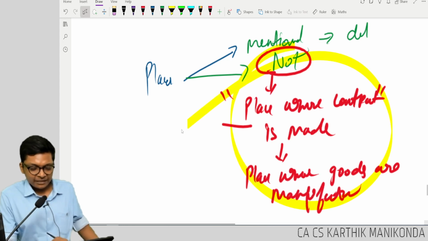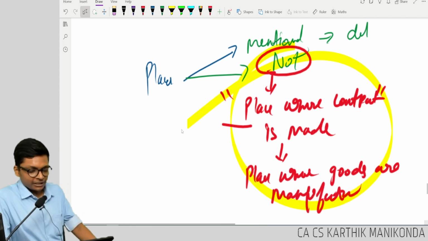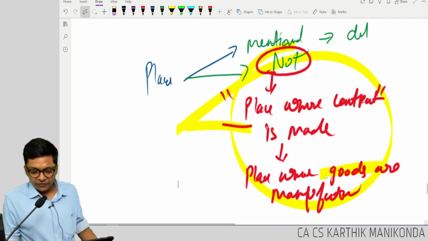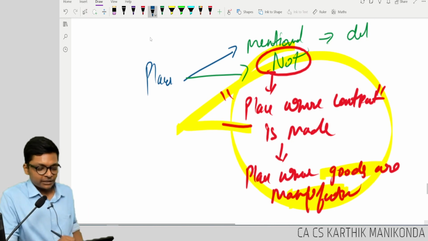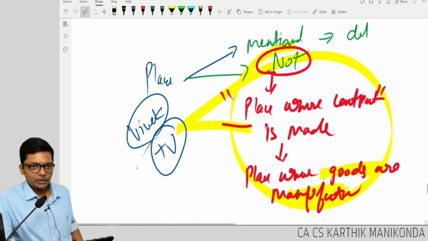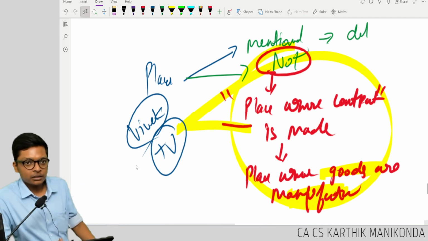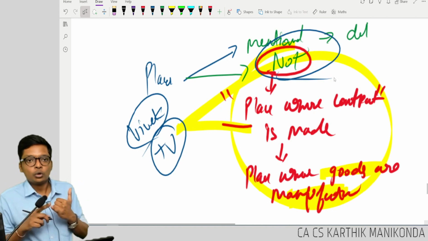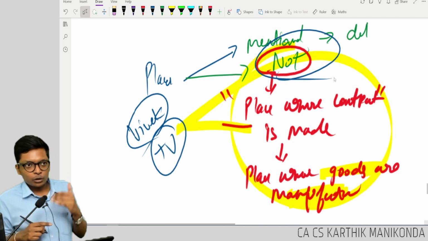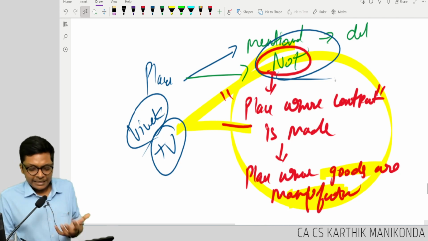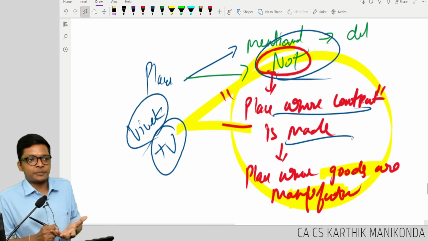manufactured or produced. Let me give an example for this. Let's say you went to Vivek's showroom and you purchased one TV and you paid the money. Where will Vivek's showroom deliver? In the address that you give. You left without giving the address. Where will he deliver? He will keep it in the place where the contract is made, in the showroom.